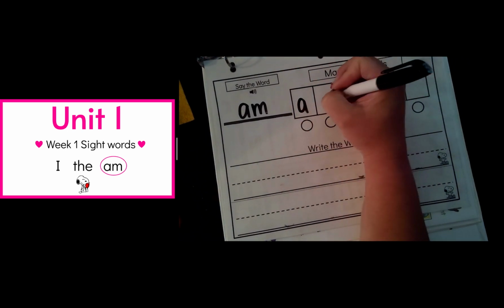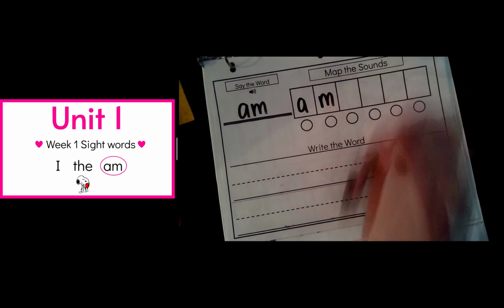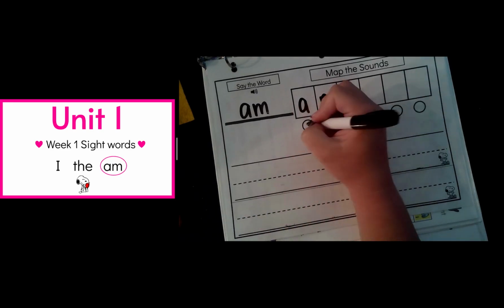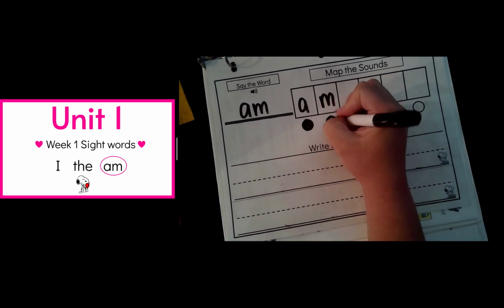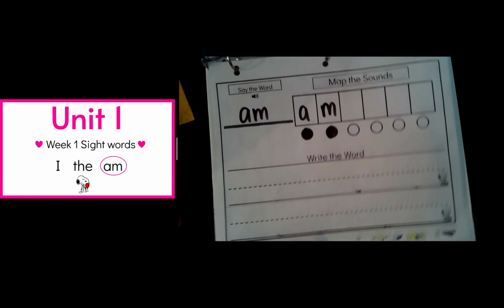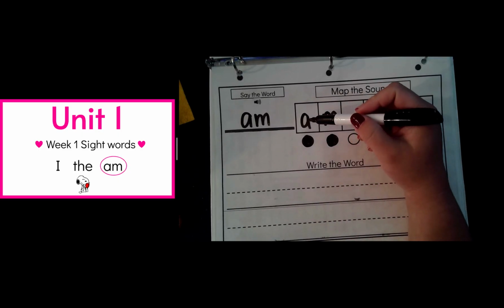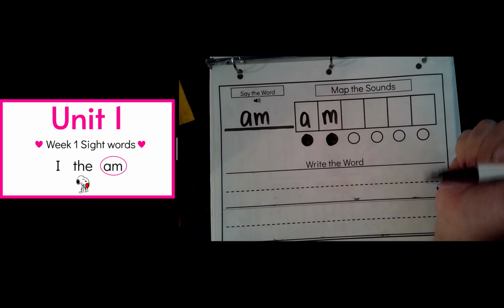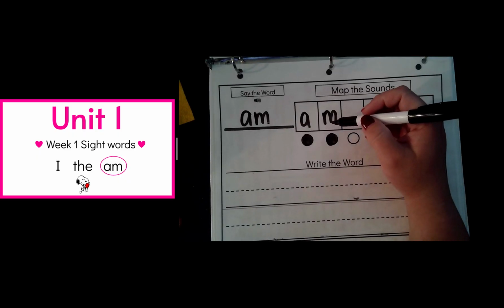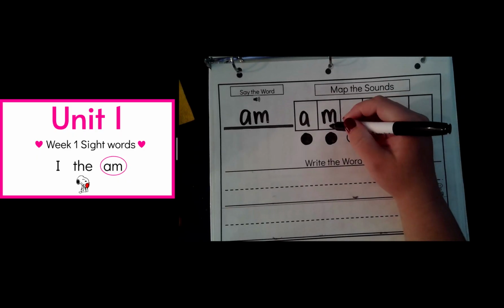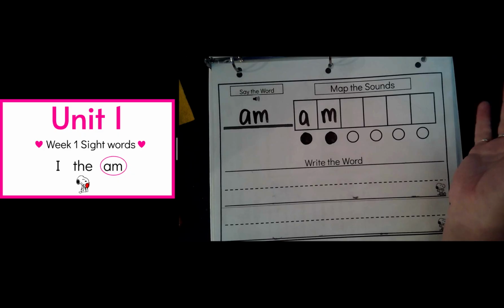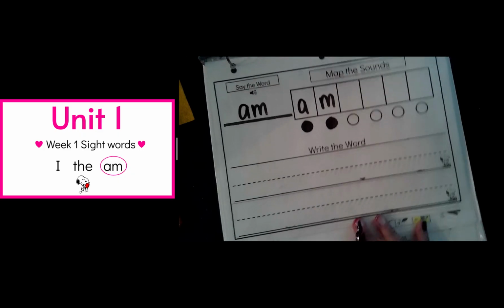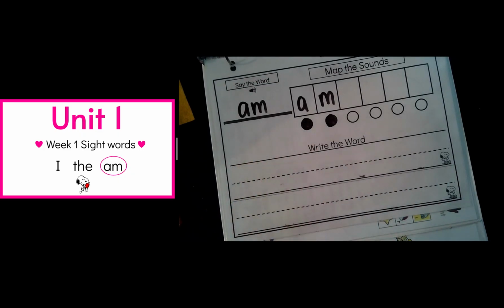Am has two sounds. 1, 2. Now let's look at them. A does follow the rule because A says ah, so I don't need to know that one by heart. The letter M also follows the rule of its sound, so I don't need to know that one by heart either. So I'm ready to go ahead and write my word.